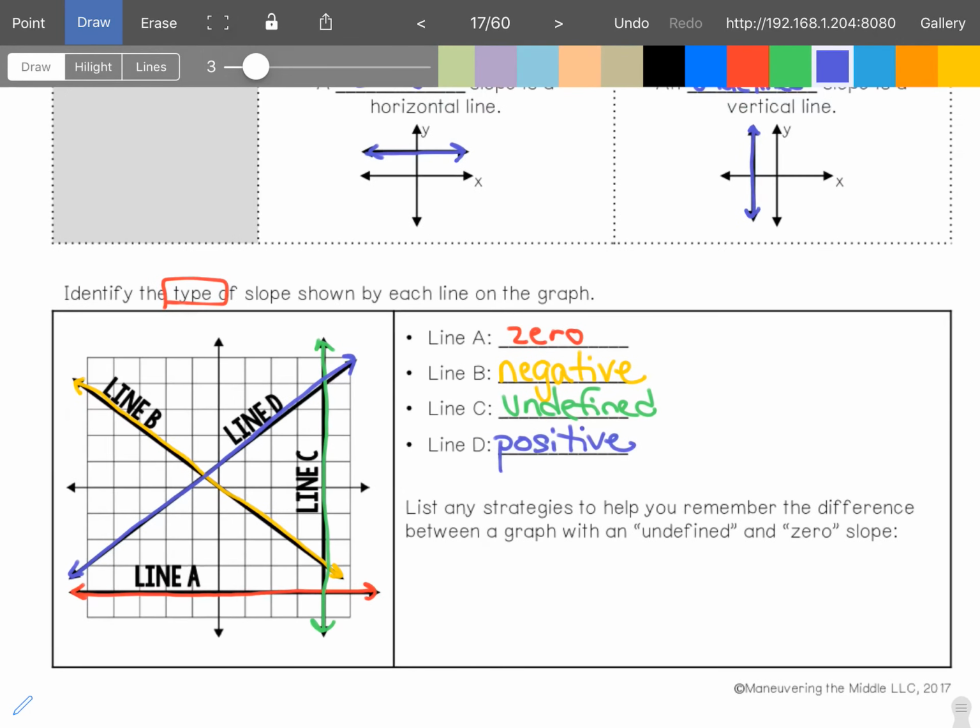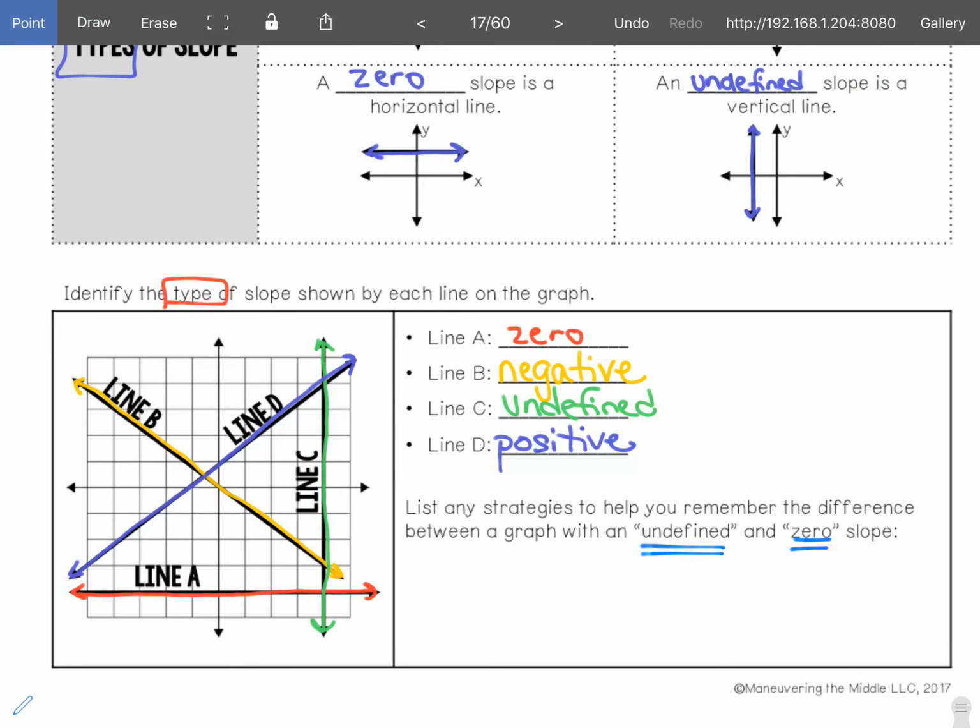List any strategies to help you remember the difference between a graph with an undefined slope and a 0 slope. Well, a lot of times when I'm teaching it and I'm talking about a car, I usually say, we can drive a car along the road, and that's a 0 slope because we're not going up a hill or down a hill. Once we go up, that's positive, and down is negative. But we can't drive a car straight up in the air like this. And so that's that special word of undefined.